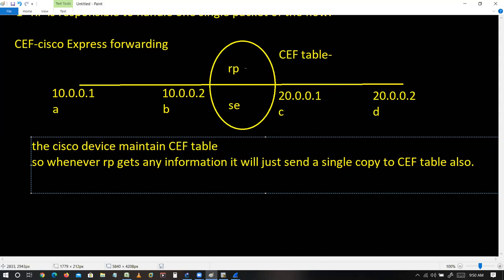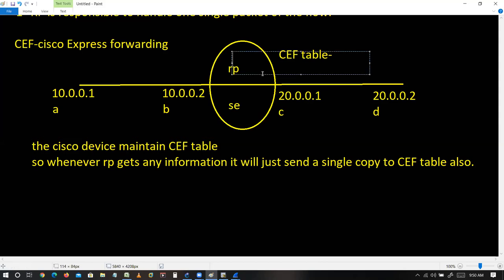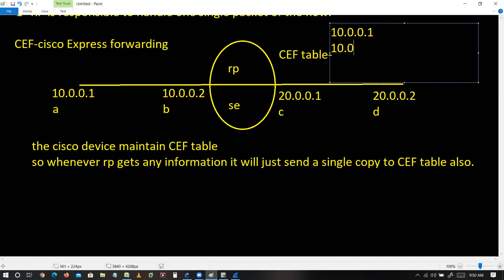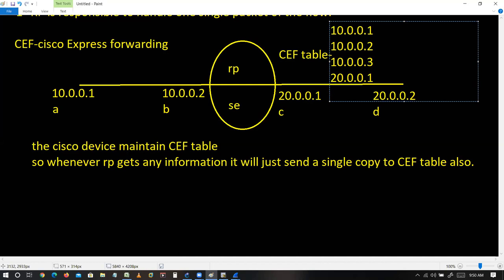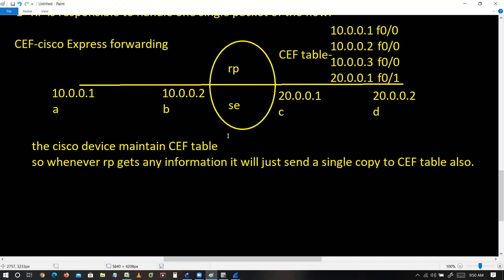So let's suppose the routing table has some entries, like 10.1, 10.2, 10.3, and let's say 21. It will tell the CEF table that it has these entries. The RP will just do copy and paste, a mirror copy to the CEF table, with F0/0, F0/1, like this. This is an example. So the CEF table is having everything, right? And it has the best path.